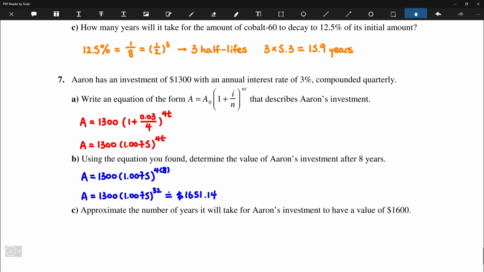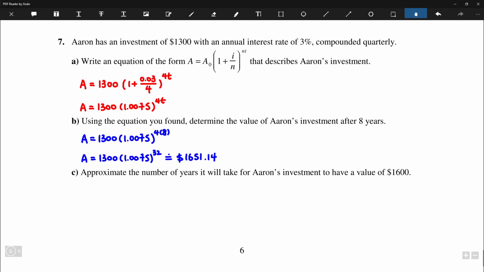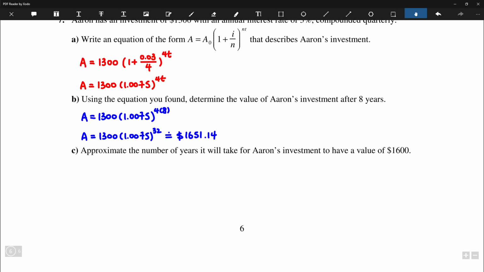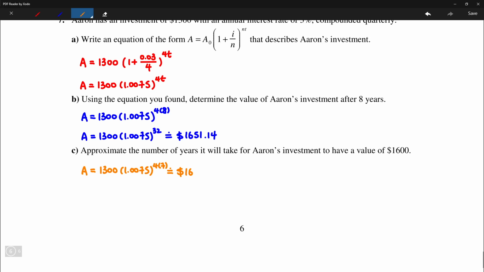So, given our answer from part B, part C asks how many years approximately will it take for the investment to have a value of $1,600. So it's going to be less than 8 years. So let's try 7 years and see what happens. And so if we did that, 4 times 7, we will actually get a value of, again, approximately $1,602.53. So the number of years would be 7.